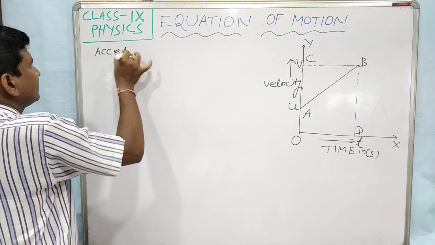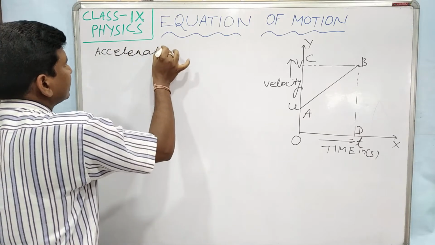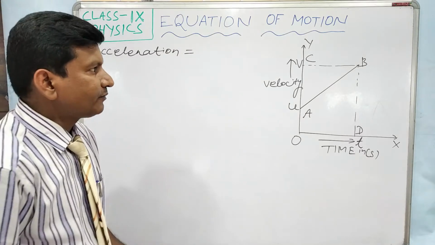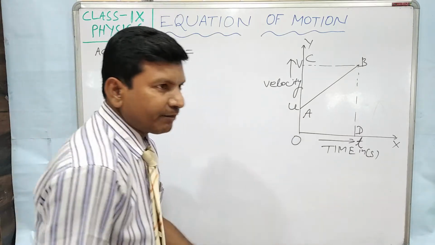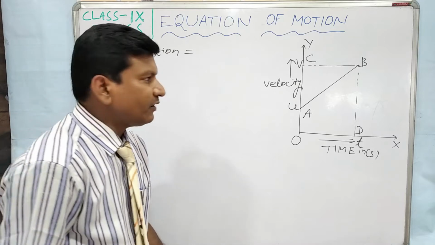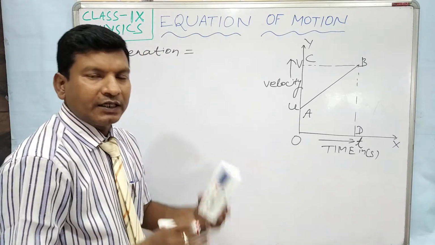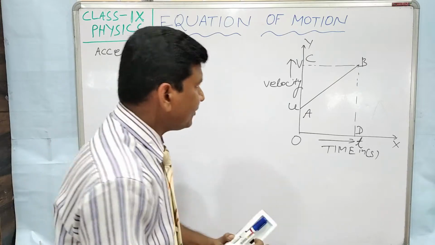Acceleration is equal to... how can you find the acceleration? This is the velocity time graph. How can you find the acceleration from the velocity time graph? The slope of the velocity time graph represents the acceleration of the body.